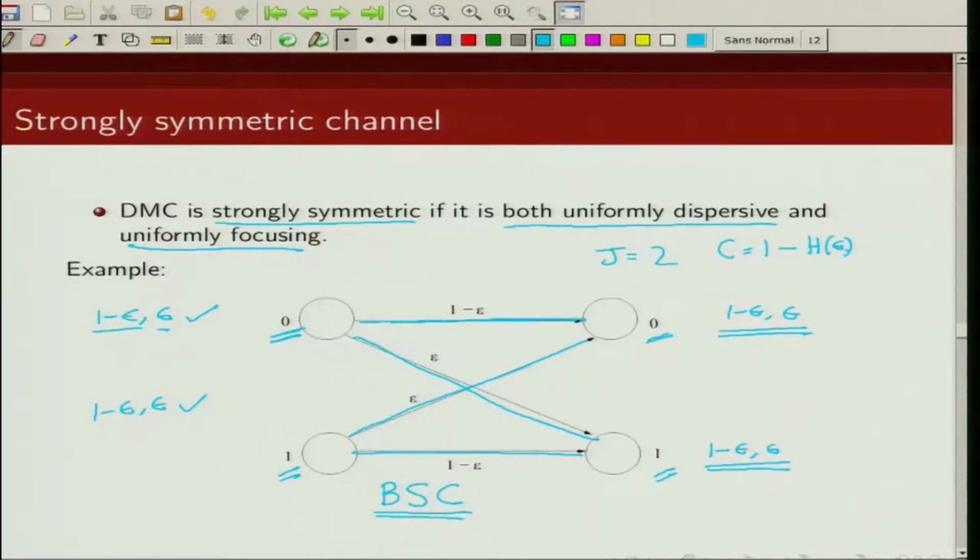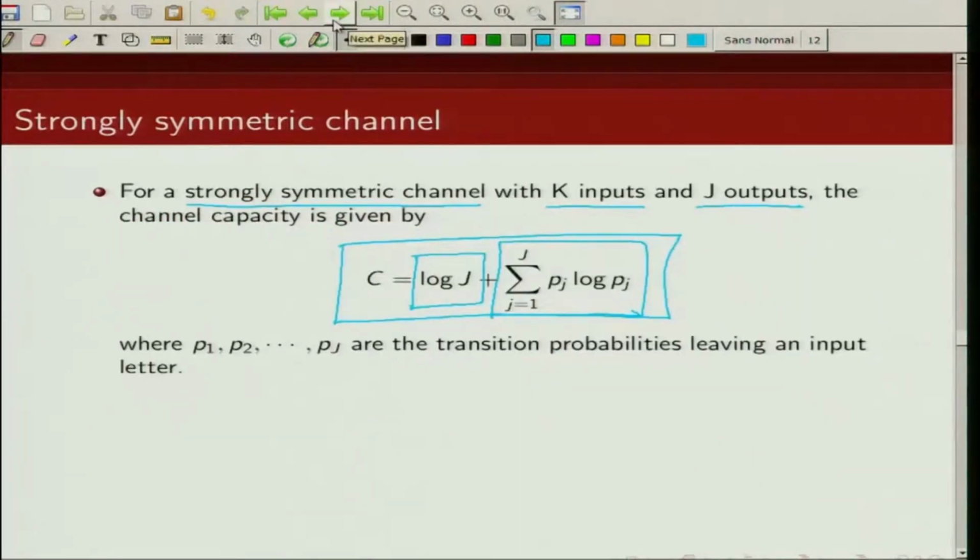And you can see, for example, if epsilon is half, that means there's a 50% probability of making a mistake. In that case, capacity is 0, which is intuitively correct because it's completely randomly flipping the bits to zeros and ones with equal probability.